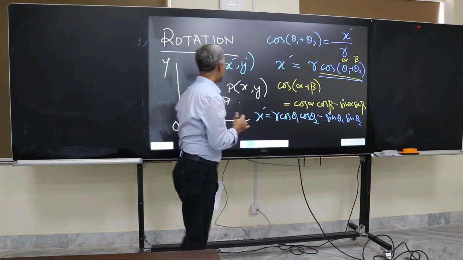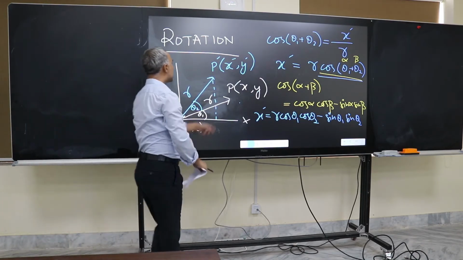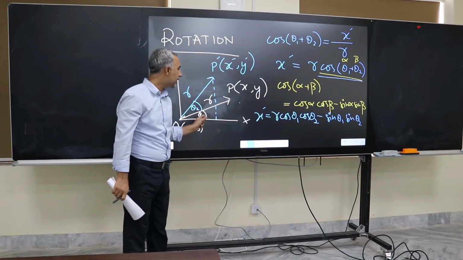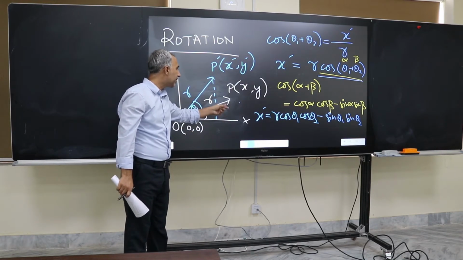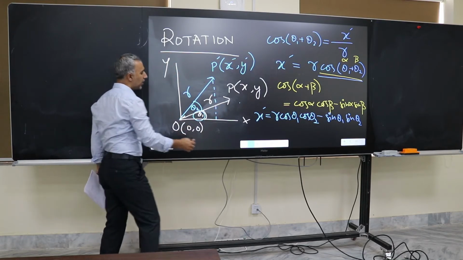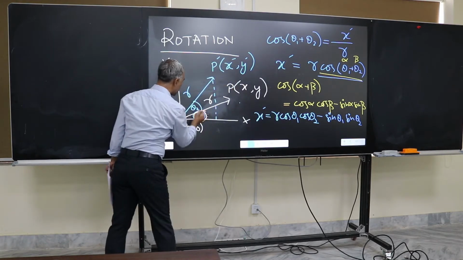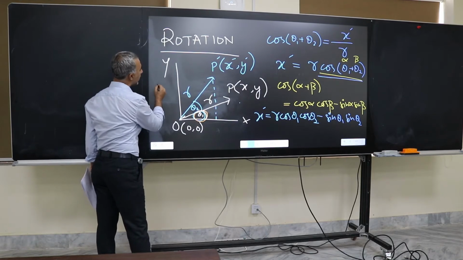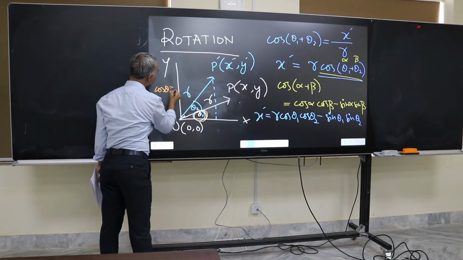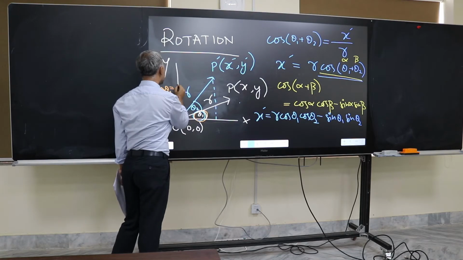And further, I need your kind attention, please. You can consider the original vector in white color, R. You need to apply the trigonometric ratio on it, and it is only one angle, theta 1 basically. So cos theta 1 is equivalent to, what is the hypotenuse? R, and the base is x.